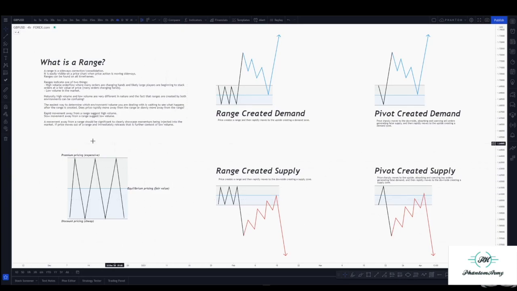So here we have an example of a range, and we can see quite clearly that price is trapped between a high and a low, and we're moving sideways to the right. Price is kind of contained between this high and this low. Now, if we consider the concept of supply and demand, we have premium pricing or supply, and we have discount pricing or demand, and then we have the equilibrium, which is the fair value pricing where supply and demand are being met.